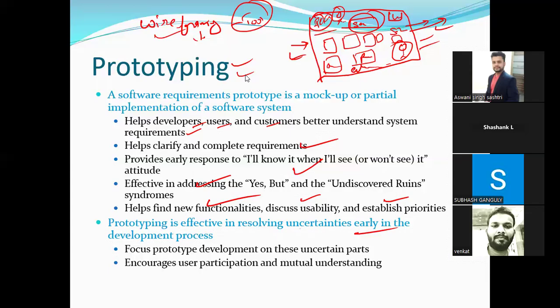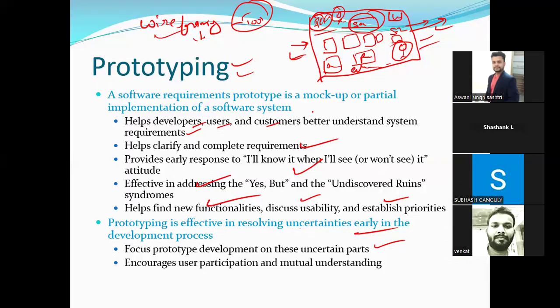तो focus prototyping development on uncertain parts. अगर आपके कुछ पार्ट्स मिसिंग हो रहे हैं या कुछ चीज अनसर्टेन है वो भी आप लोग को डायग्राम के थ्रू दिखा सकते हो. Encourage user participation and mutual understanding. कभी भी जब हम लोग किसी प्रोजेक्ट पे काम करते हैं for requirement gathering और requirement explanation, so if you are having some kind of screen to explain, that will help me also to give more idea, and that will also help my client to understand the application. So prototyping is nothing but it is a way where we are going to create some mock-up screen, a partial implementation that will help the client to understand my requirement in detail.